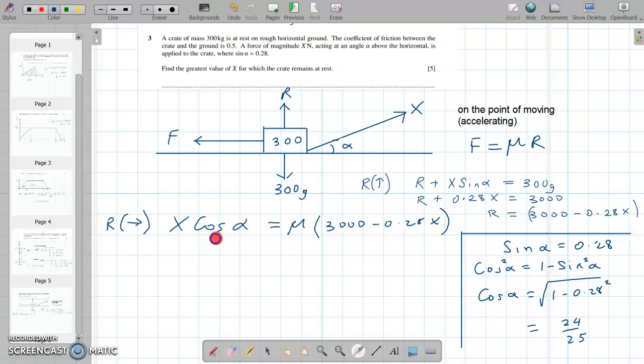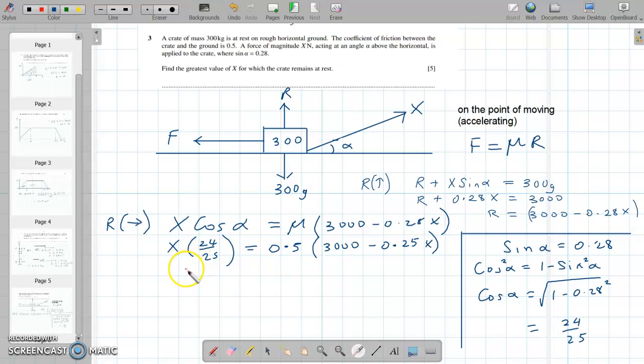Right, we need to write the exact value of cos alpha. The exact value of sine alpha is 0.28. So using sine squared x plus cos squared x equals 1, you know that cos squared alpha is 1 minus sine squared alpha. Subbing sine alpha in as 0.28, cos alpha is the square root of 1 minus 0.28 squared, which comes to 24 over 25. So I've subbed in cos alpha as 24 over 25, and mu is 0.5.